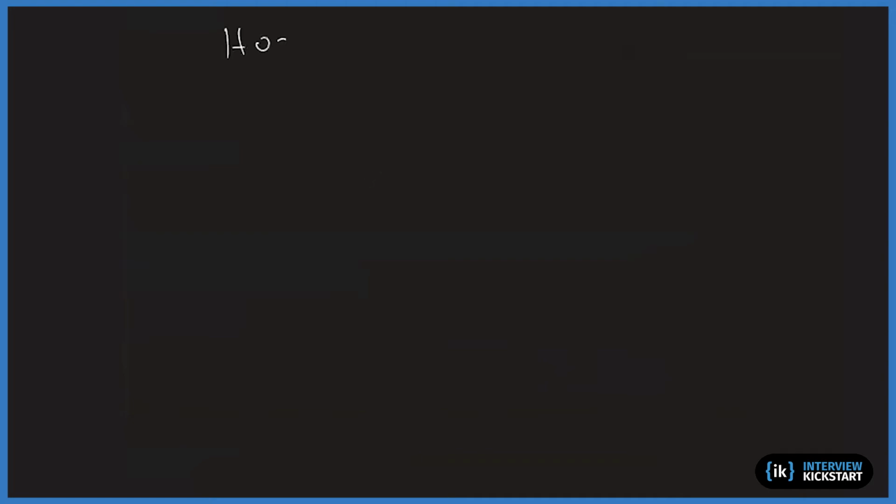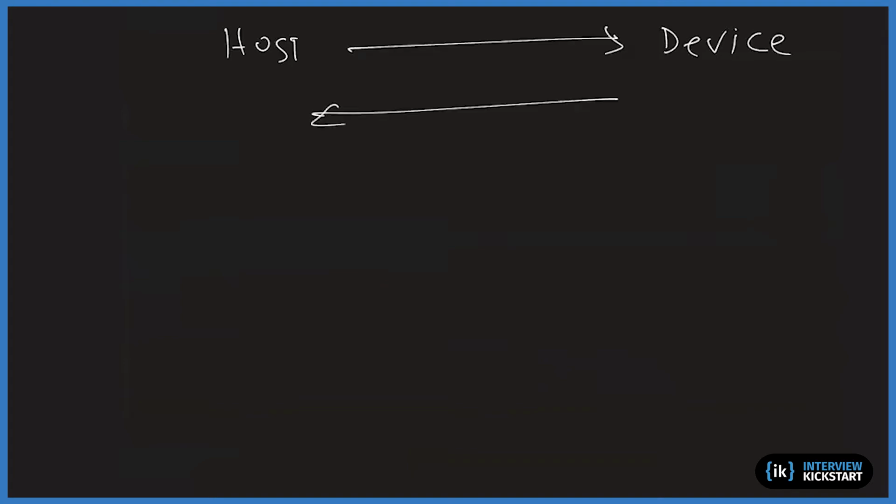So here is the host and here is the device. There is a request-response packet exchange between them. The request is "get device descriptor", so this descriptor is the key. Tell about yourself, and then the response packet will have the descriptor length plus whatever payload. Payload here is the actual descriptor content, descriptor data, I would say.